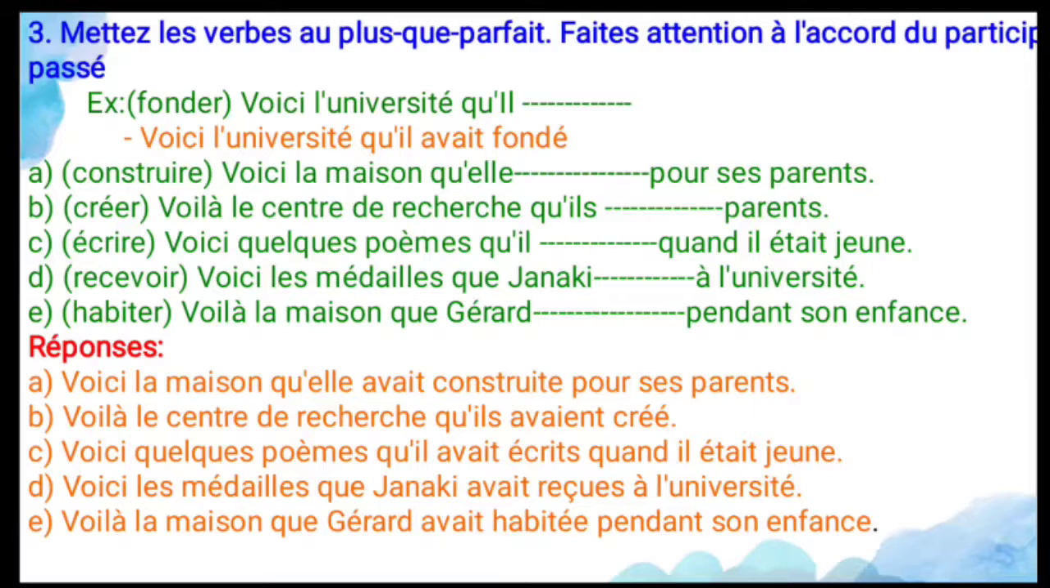Construire is also not in the 16 verbs. You have to use the verb avoir again. See, voici la maison qu'elle avait construite. See the past participle, because it's different, it's an irregular one. Construite pour ses parents. So this is the house she had built for her parents.